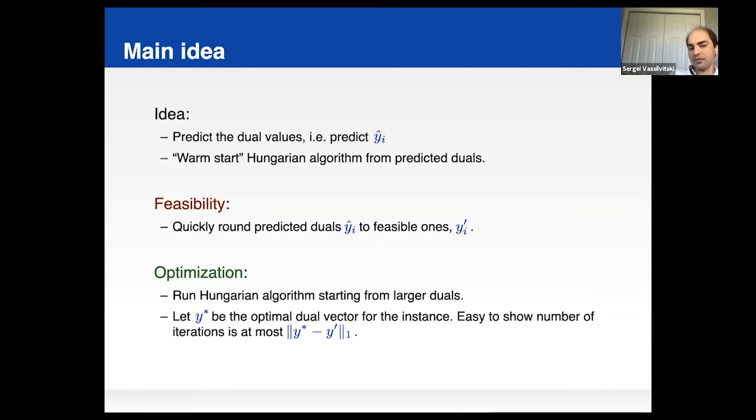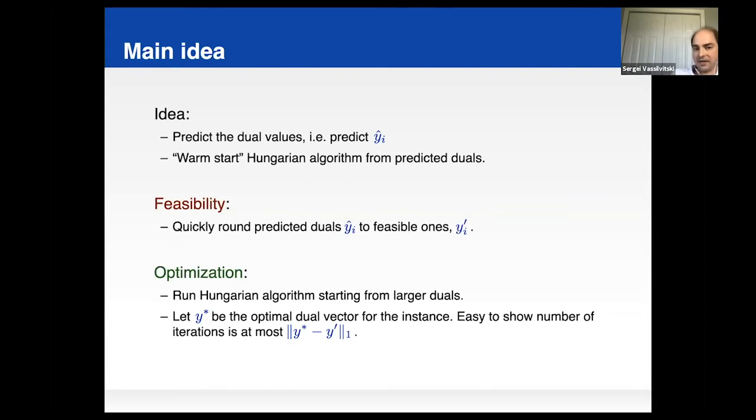And what I can show relatively easily is that if y star is the optimal dual vector for this instance, and each one of these iterations of the Hungarian is going to bring the y primes closer to the y star, the number of iterations is bounded by the L1 norm between these two vectors. You can probably get an even tighter bound in some special cases, but this is going to be good enough for us.